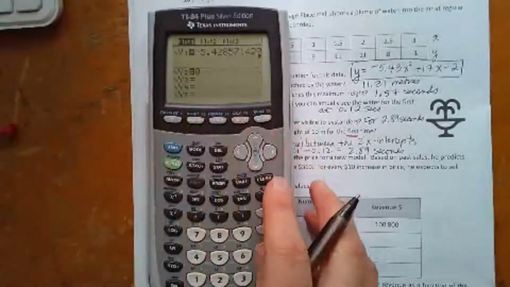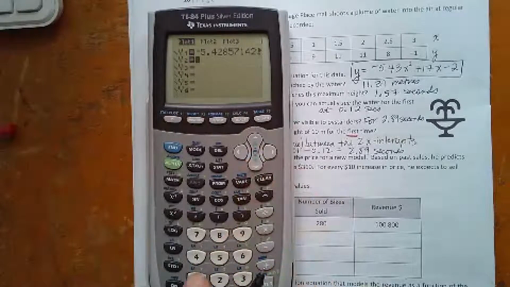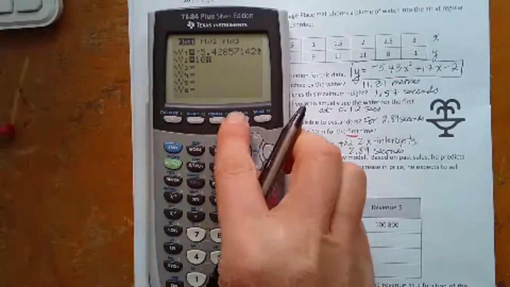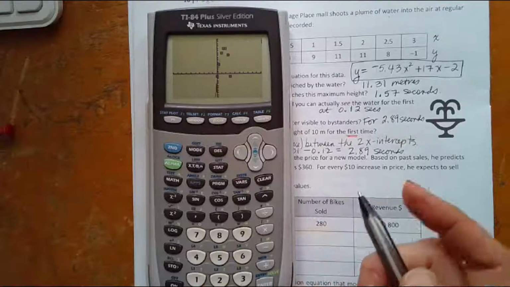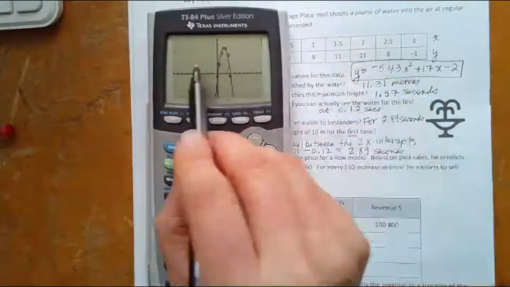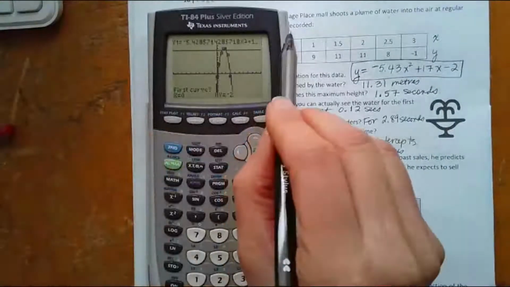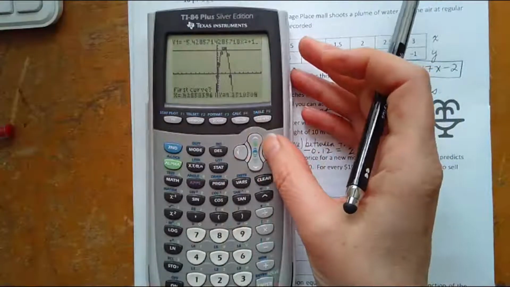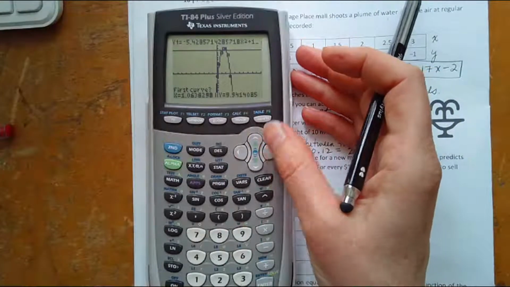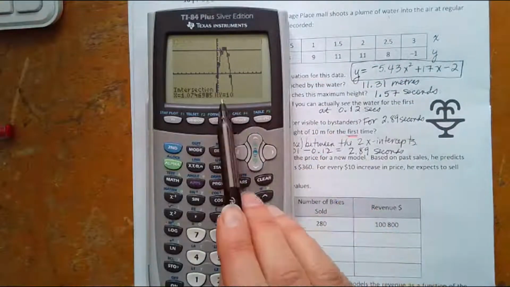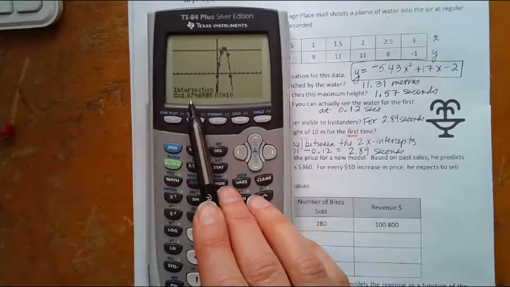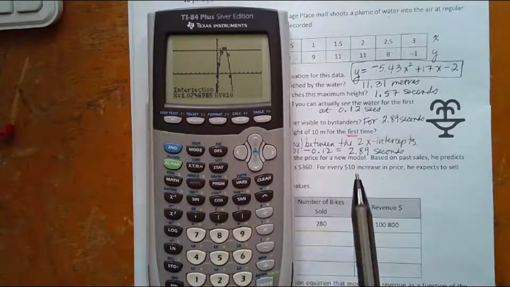I'm going to put a y equals of 10 this time. I don't need 0, I need 10. And then second trace, number 5. So this time we get our curve, and then we get our straight line going through. And I have to move my cursor up to the first 10 meter. Answer my 3 questions. And the first time it hits 10 meters is at 1.07 seconds.